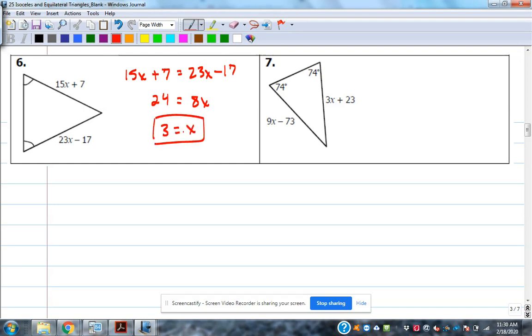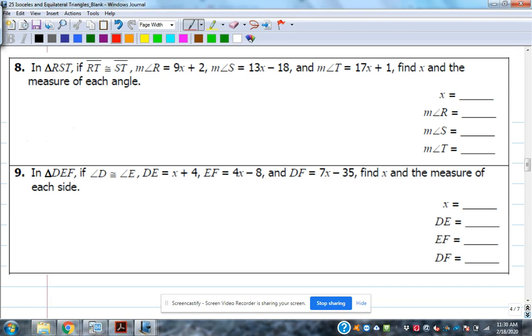Number 7, it's the exact same thing. You're going to do the same work there, so I'm not doing that one either.